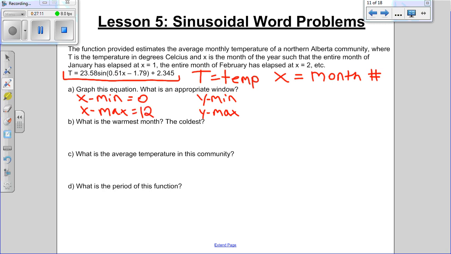For your y minimum, what did y represent in our question again? Y was temperature. So, what is a low temperature for a northern Alberta community? Minus 30. Negative 40, negative 30, somewhere in that range should work for us, right? So I'm going to put in minus 40. I could be way off. That could be too much. But at least it's in the realm of possibilities. I'm not going to put minus 1,000 in there because that's Edmonton.